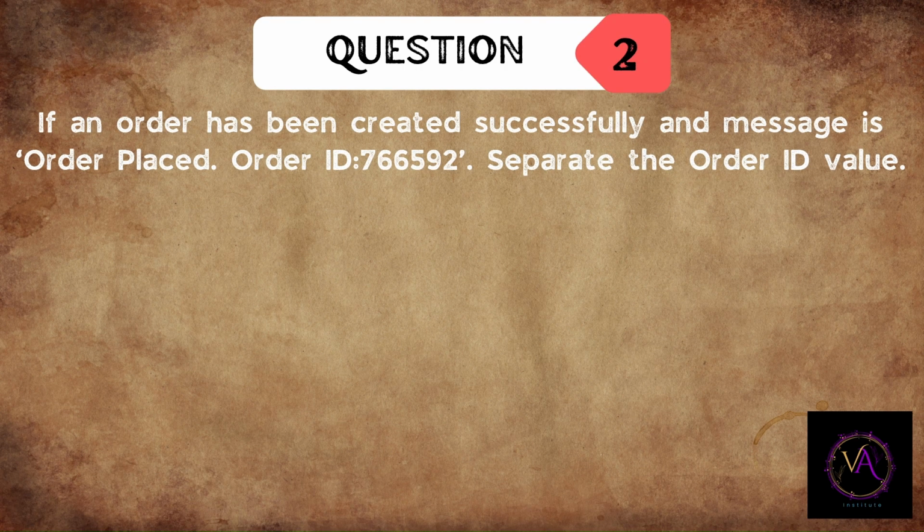If an order has been created successfully and the successful message is "Order placed. Order ID is some number," here it is 766592 for example. Now, how do we separate this order ID alone? I just want only that 766592 alone. I don't want the complete text here. How do we do that?